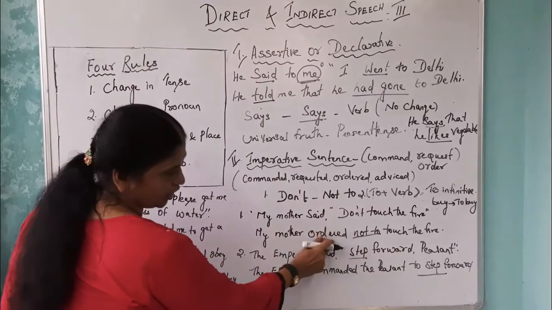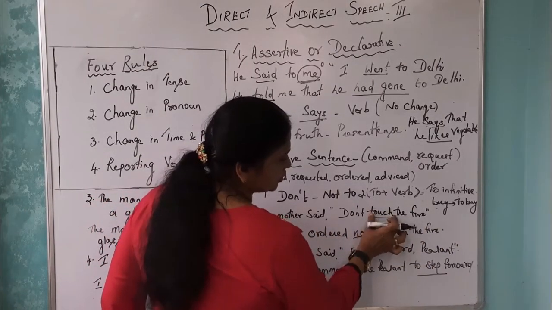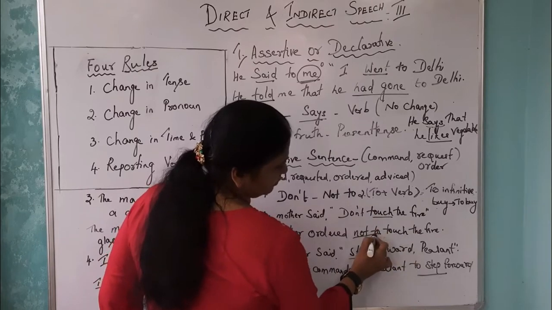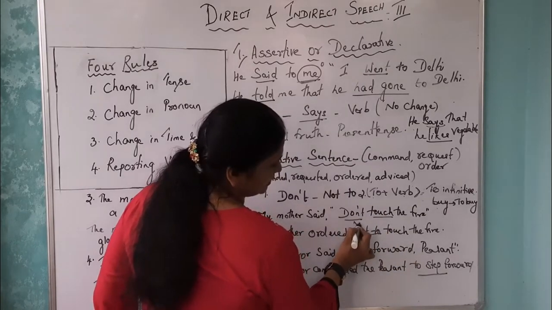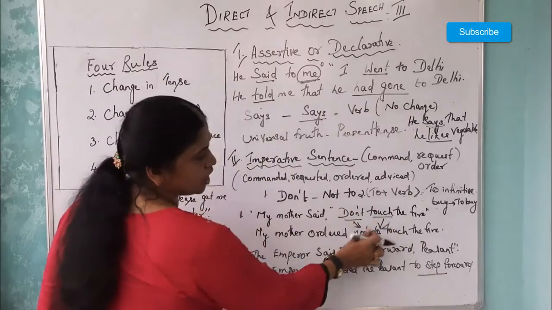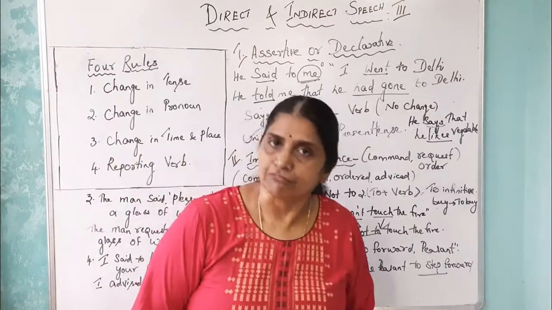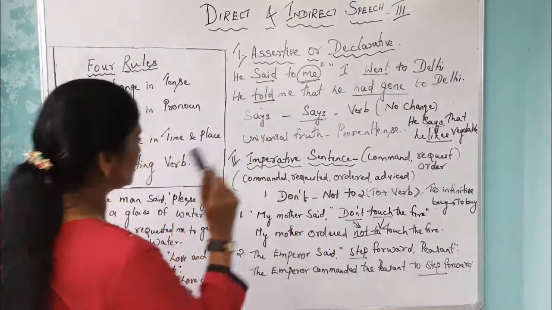So my mother ordered not to touch the fire. So touch is the verb. So before touch, you are just putting "to". Okay. "Don't" is replaced by "not". Touch, to touch. So not to touch the fire. My mother ordered not to touch the fire. Clear? Now we'll go to the third sentence.